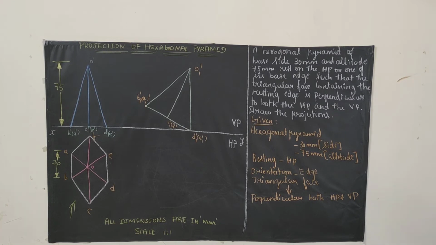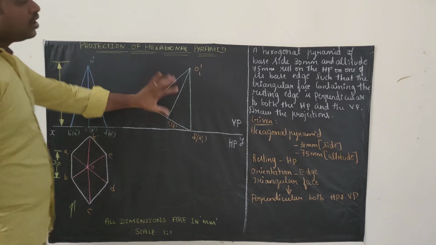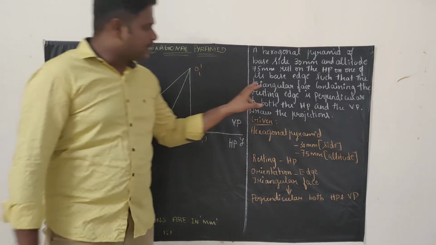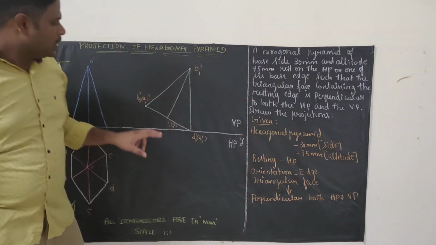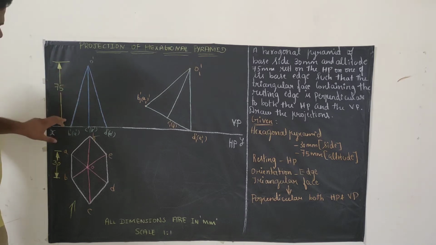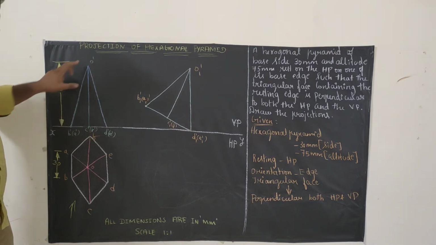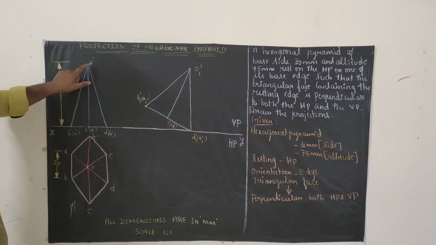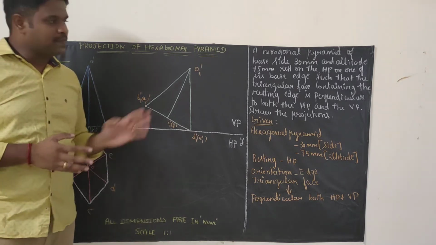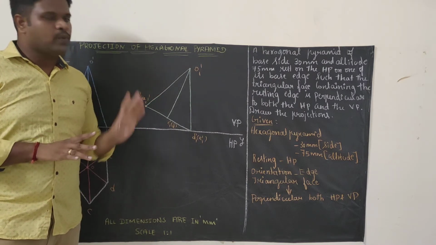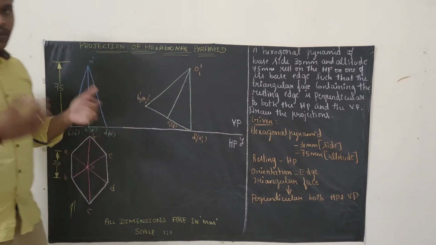The next step is we are going to transfer this diagram here. For that we have one condition, that is the triangular face containing the resting edge is perpendicular to both HP and VP. So see, these two are the triangular faces: O dash, B dash, A dash is one triangular face. O dash, D dash, E dash is another triangular face. We can keep any triangular face because they haven't mentioned anything. Any one of the triangular faces should be perpendicular.